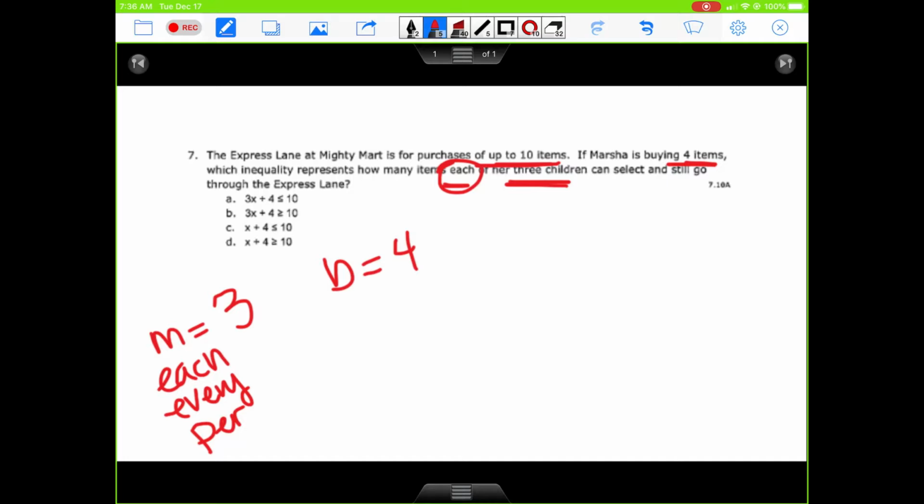She's buying 4 items. Now this is an inequality, so we have to figure out which inequality symbol to use. My keywords for that is up to 10 items. So I can buy 10 items. I can buy less than 10 items, but I can't buy more than 10 items. So that's going to be less than or equal to. Our rate of change was 3, so 3x. Then my initial value is 4, so plus 4. 3x plus 4 is less than or equal to 10, and A is our answer.